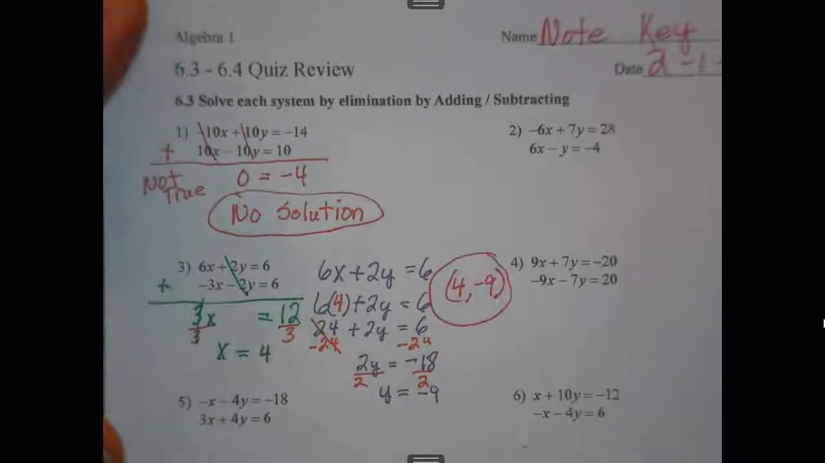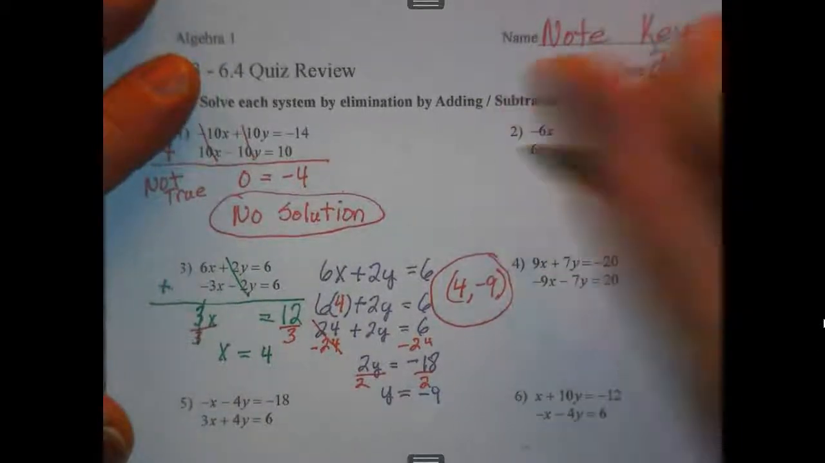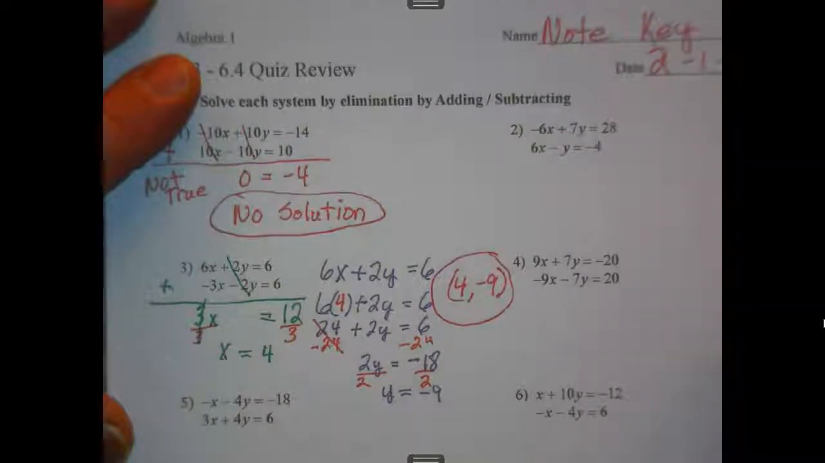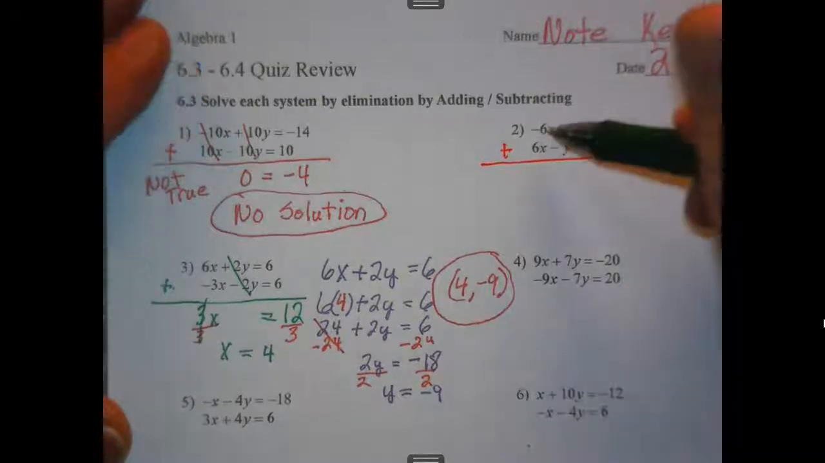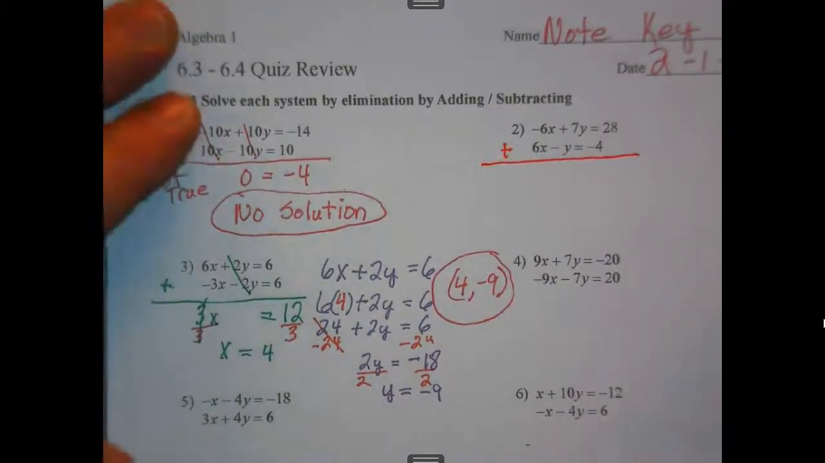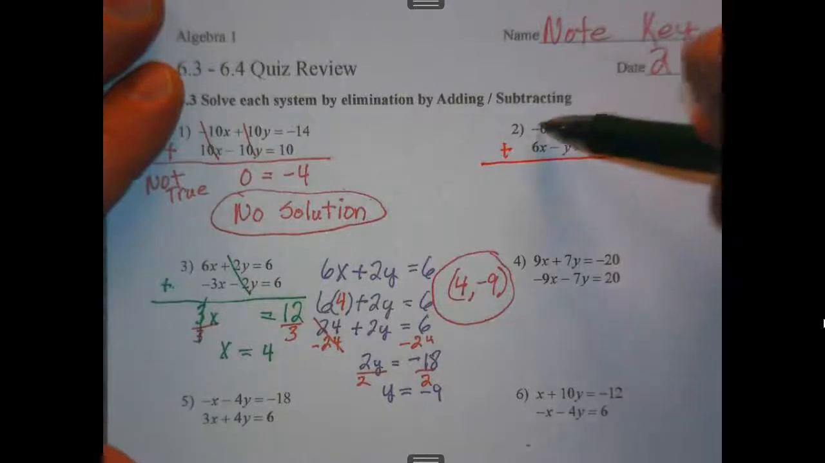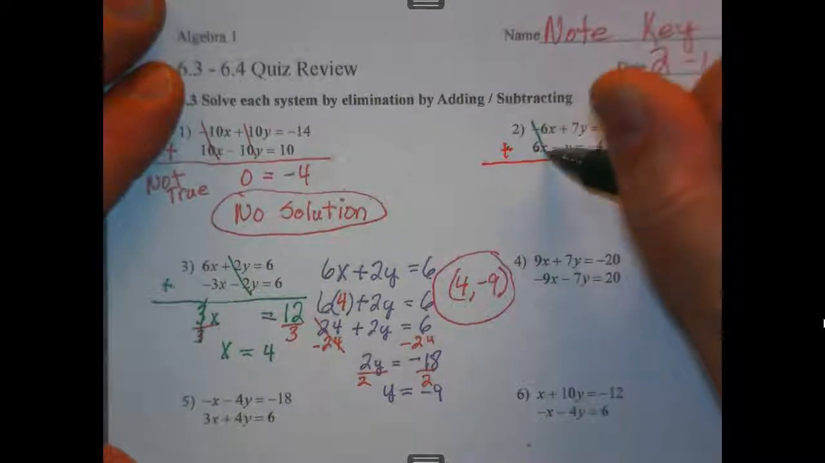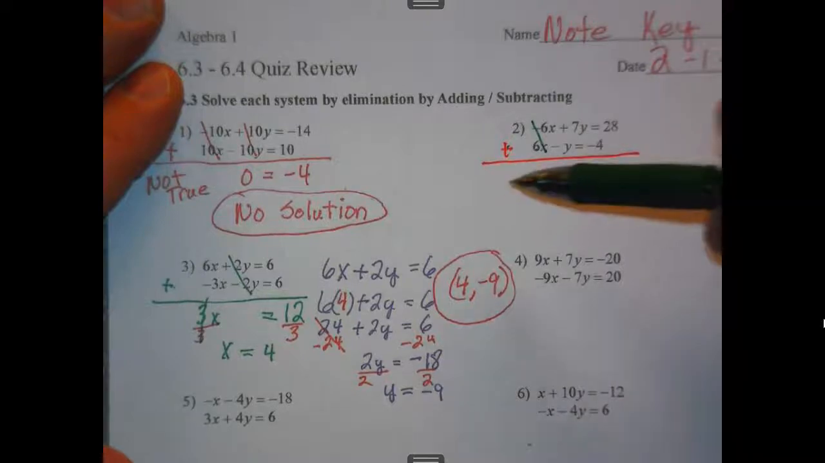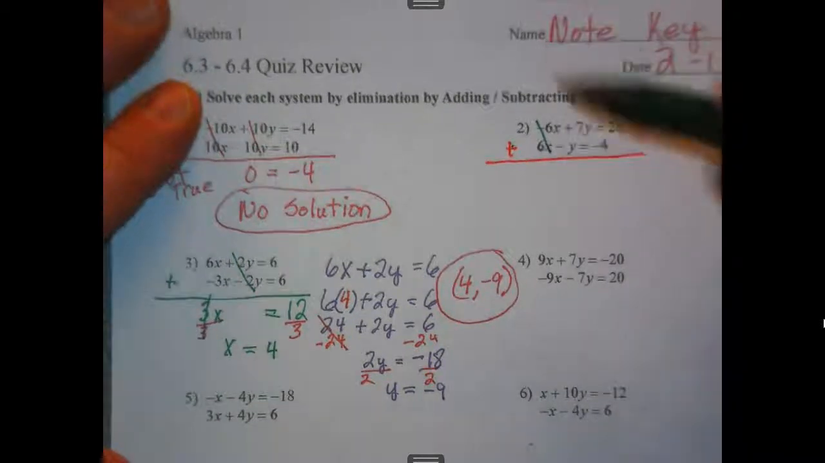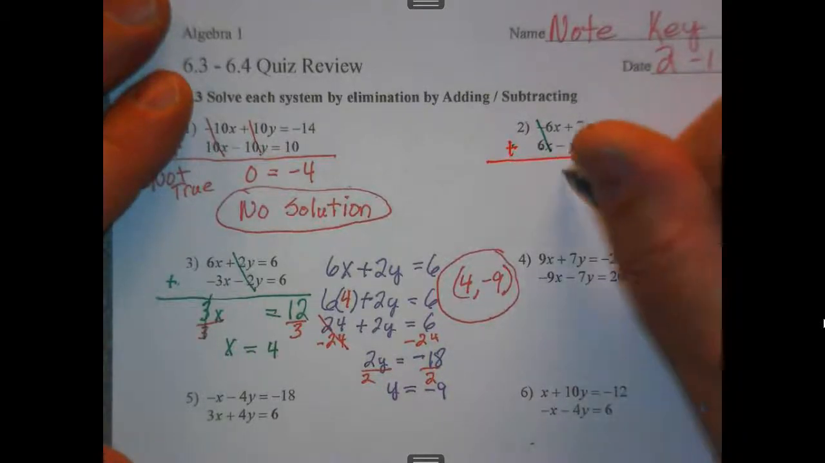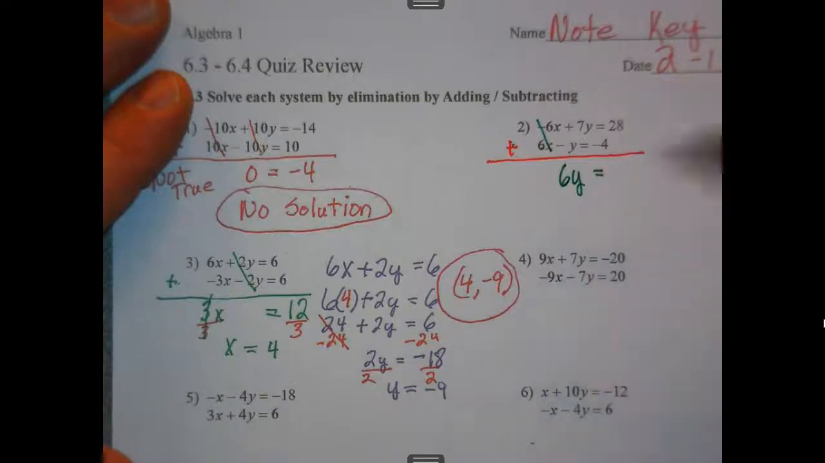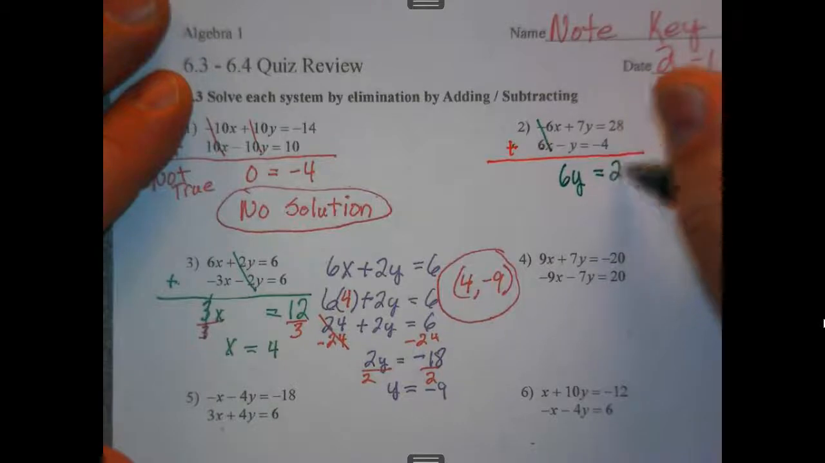Just add the two equations together, right? So I'm just going to add the two equations together, and one of the variable terms should cancel. Negative 6x plus 6x gives me 0. You can put a 0 there if you want. I'm not going to. 7y plus negative 1y is a positive 6y. 28 plus a negative 4 is a 24.